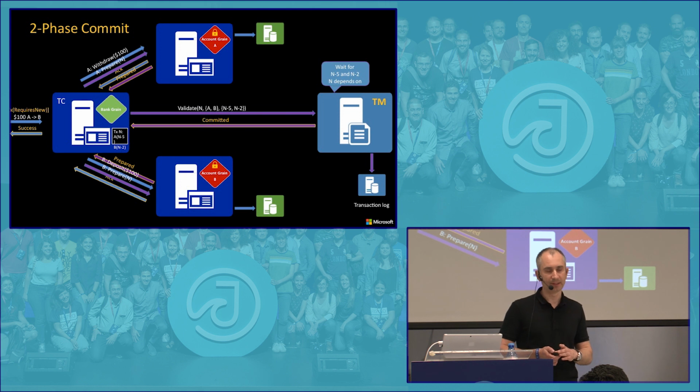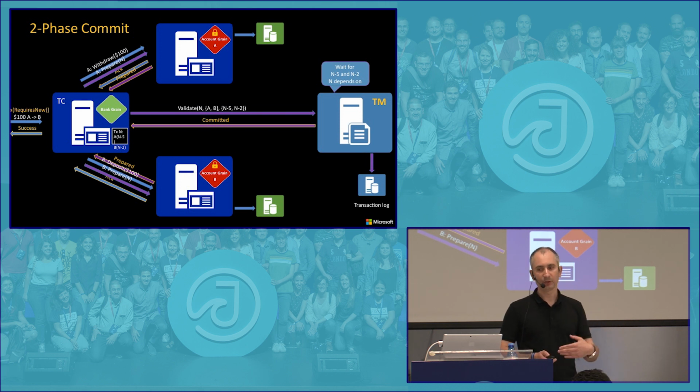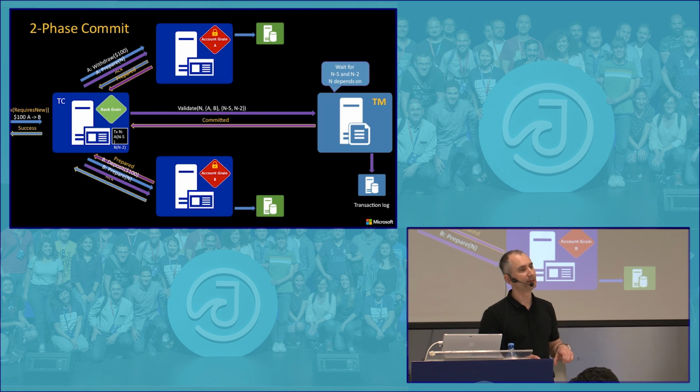So the transaction manager sees the dependencies. It has to wait for these dependent transactions to complete. So once they complete successfully, it knows that now it can approve this transaction. So it writes to the transaction log, saying transaction N committed.